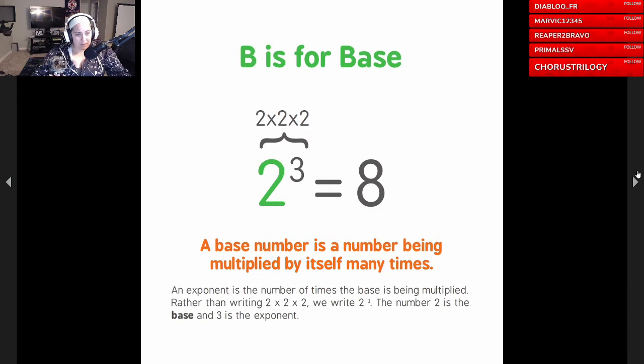Oops. B is for base. A base number is a number being multiplied by itself many times. An exponent is the number of times the base is being multiplied. Rather than writing 2 times 2 times 2, we write 2 to the third power. Right here, the number 2 is the base, and the 3 is the exponent. This says 2 to the third, or 2 times 2 times 2, equals 2 to the third power equals 8.